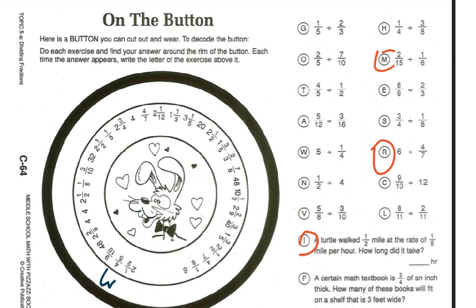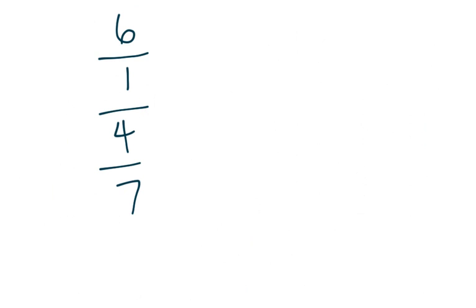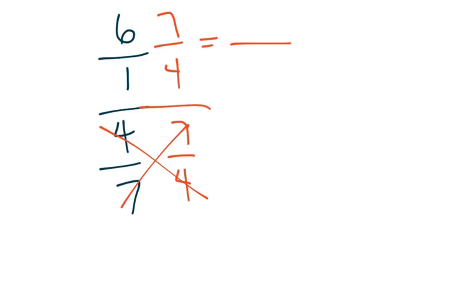Alright, let's try R. Okay, so R says 6 divided by 4/7. Don't forget that you need to make both a fraction, so you need to do 6 over 1 divided by 4/7. So 6 over 1 divided by 4/7. You're going to flip over the bottom. These will cancel, these will cancel. And actually I do have cross canceling here.